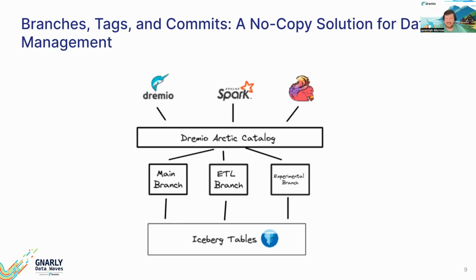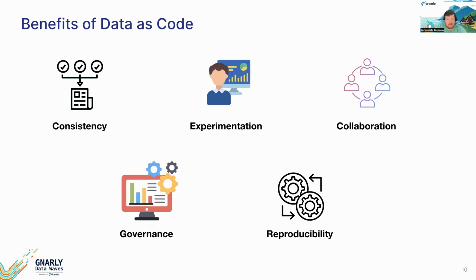So branches, tags, and commits give data teams a lightweight solution for data management that doesn't rely on creating or storing multiple copies of the data. Instead, it only stores the changes between snapshots, and that makes version control, collaboration, and data governance much easier. These are just a few of the benefits that customers see using Dremio Arctic's data as code capabilities.